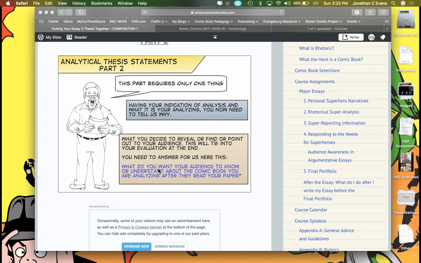You need to answer for us this: what do you want your audience to know or understand about this comic book you are analyzing after they have read your paper? That's the question you're asking in your head. Is there some sort of topic or interesting element that you want to make sure the audience pays attention to? And this, again, as I said, is flexible. This may change depending on what happens during the reading process.